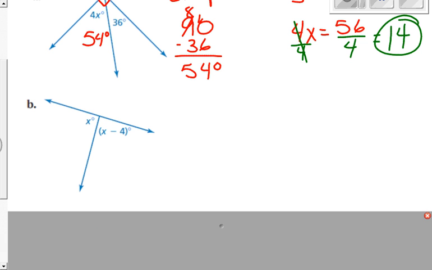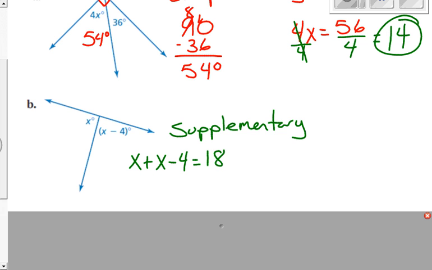shows a straight line. We know straight lines mean it is 180 degrees, so that is supplementary. And we know supplementary means it equals 180 degrees. So as you recall from chapter 3, we can come up with a formula where it's two angles added together equals 180. So I have x plus x minus 4 equals 180. Now what I'm going to do is combine my like terms. So I have 2x minus 4 equals 180 degrees.